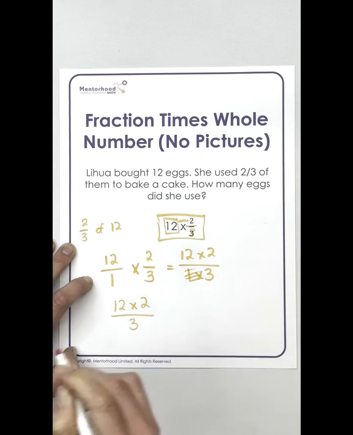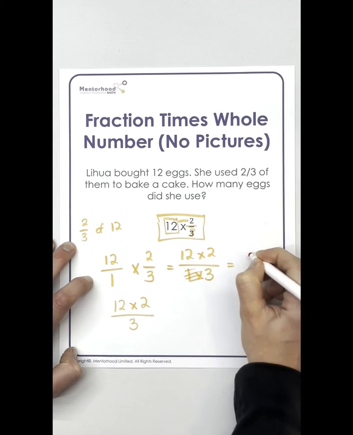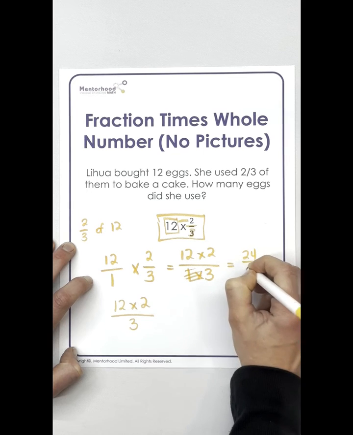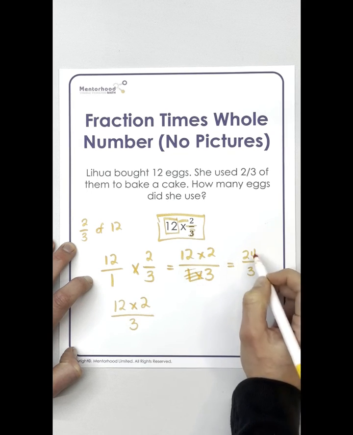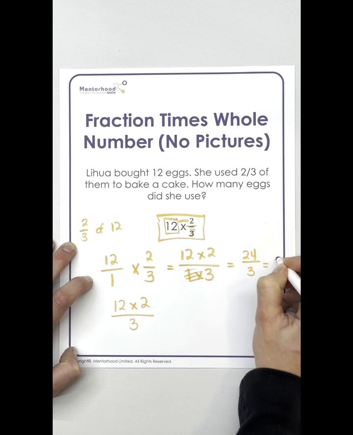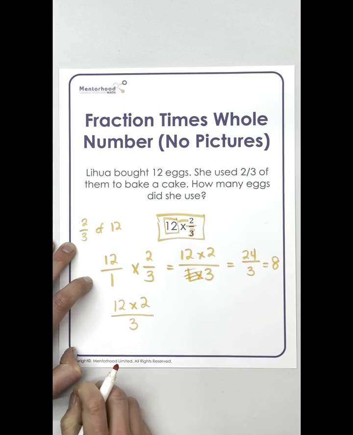Okay, so what does that equal? Let's solve that. 12 times 2 is 24 over 3. What's 24 over 3? What's 24 divided by 3? How many 3's can you fit into 24? 8. So this is 8 whole eggs.